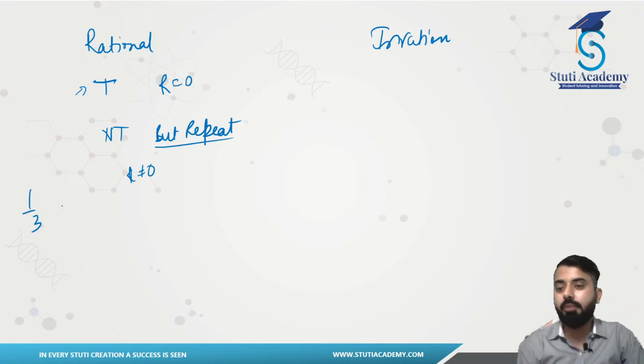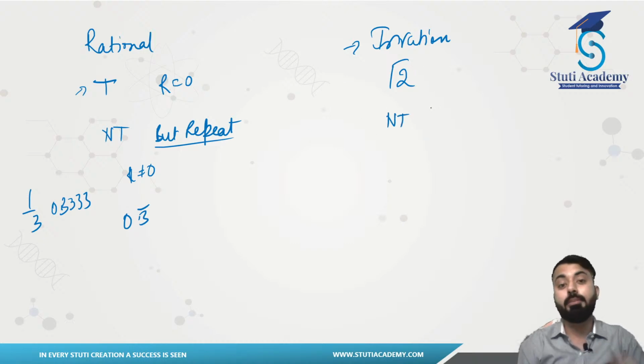That means if I divide 1 by 3, I will be getting 0.333, or you can say it will be 0.3 bar. Likewise, if you solve your irrational numbers, let's say square root 2, they will specifically have a non-terminating decimal expansion, but they will not be repeating.